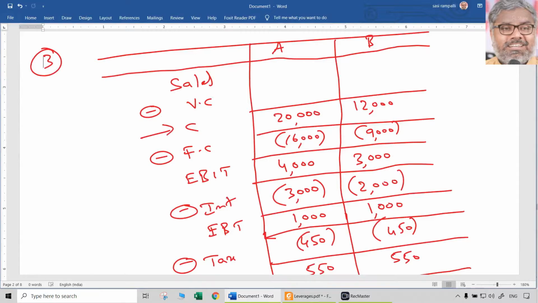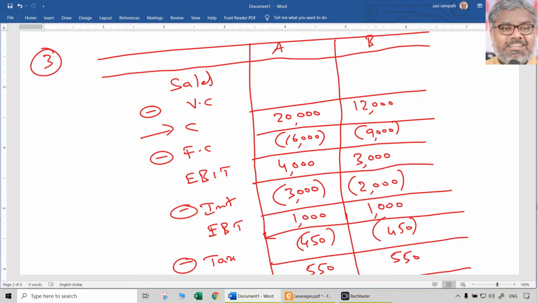Now we should understand contribution is nothing but sales multiplied with PV ratio. That formula should be remembered from costing. So contribution is sales multiplied with PV ratio. If you want sales, we can get contribution divided by PV ratio.